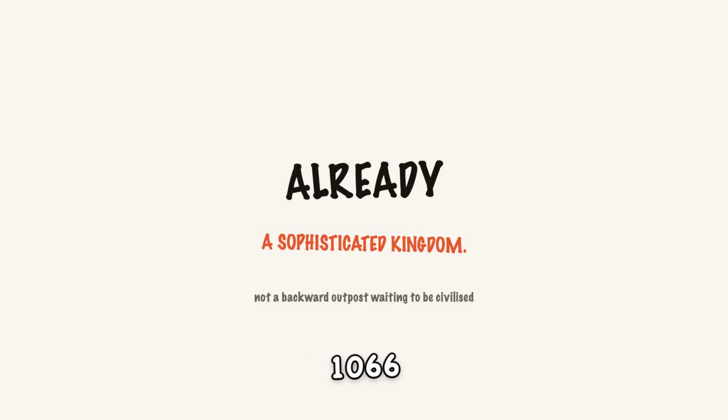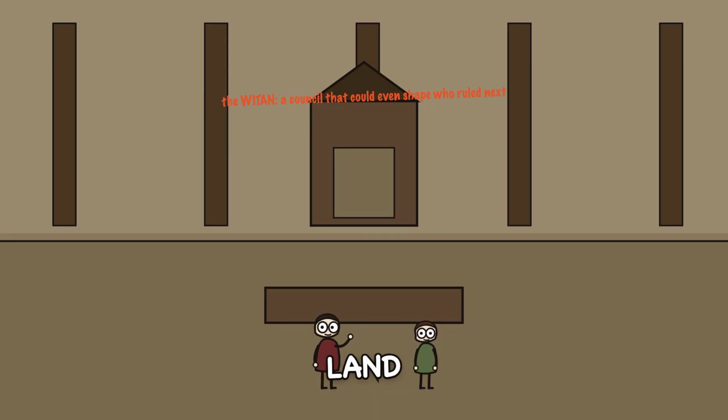Before 1066, England was already a wealthy, well-organized kingdom, not some backward outpost waiting to be civilized. Society was structured in layers. The king at the top, then powerful earls who governed huge regions like Wessex, Mercia, and Northumbria, then thanes, local landowning nobles who owed military service, and finally the ordinary peasants who actually worked the land. The king ruled with the advice of the Witan, a council of the most powerful nobles and churchmen, which could even influence who became king next.